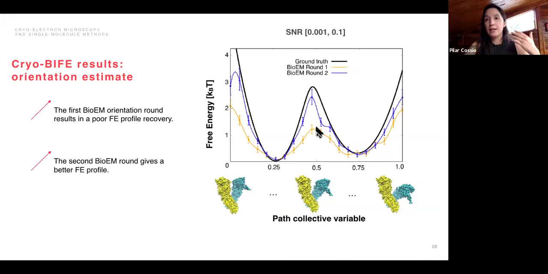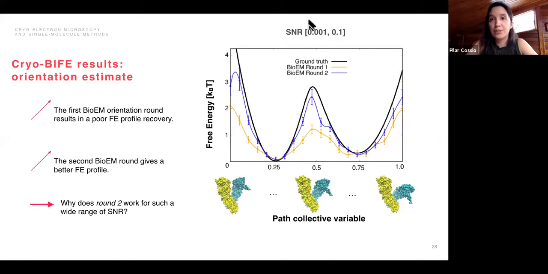However, if we have a better pose estimate, then we can recover the free energy profile relatively well. The wells and the shape of the wells are much better, and we're much closer to knowing the true activation barrier. Something that's very interesting here is that we have a very wide range of signal to noise ratio.